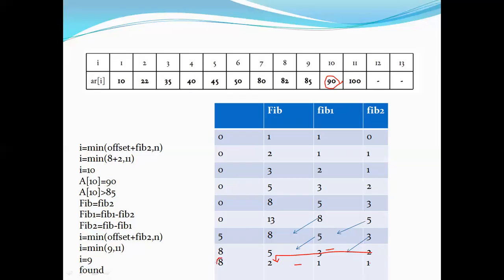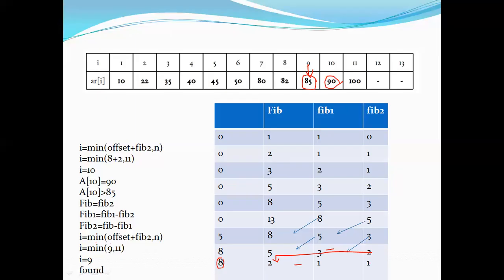Offset is 8, no change here. So again we need to calculate the I value with minimum: offset is 8 plus fib2 equal to 1, that is 9 comma 11, and the minimum is 9. So A of 9 is equal to 85. So 85, what is our element? We found it. Here we got our element at the 9th location, and that I will be printed here.